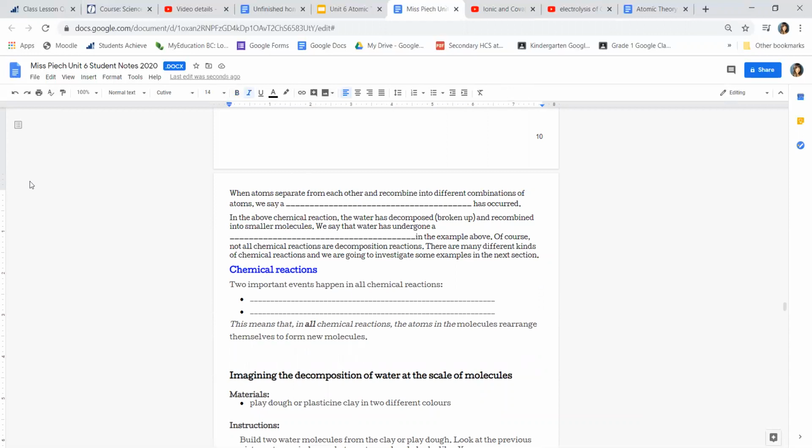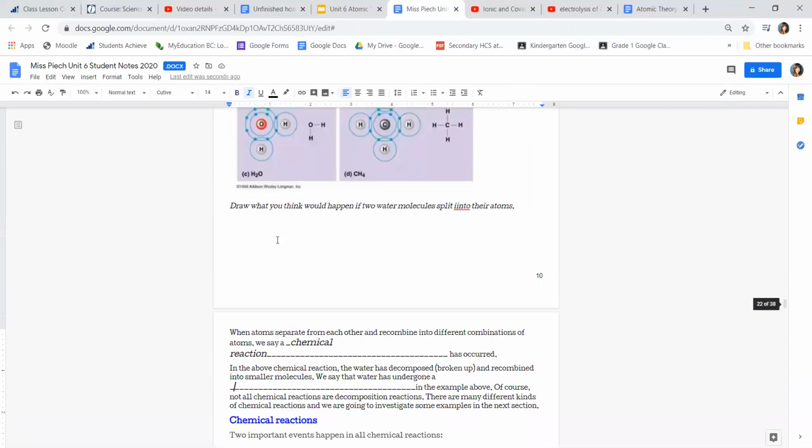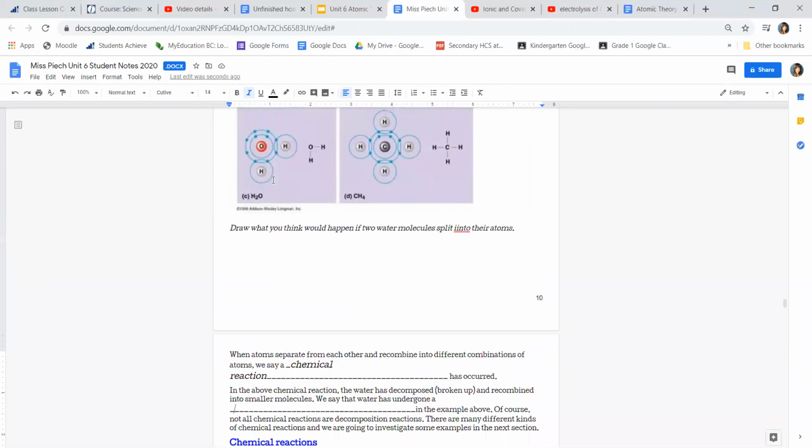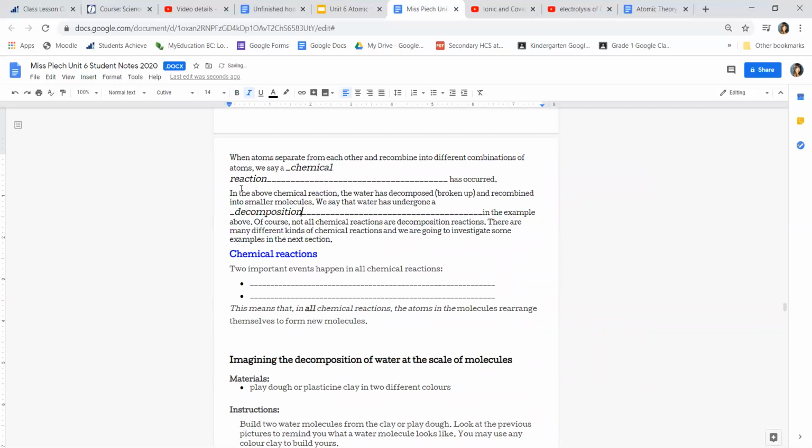All right, so now when atoms separate from each other and recombine into different combinations, we say that a chemical reaction has occurred. In the above chemical reaction, the water has decomposed, or broken up and recombined into smaller molecules, which means the water has undergone a decomposition in the example above.